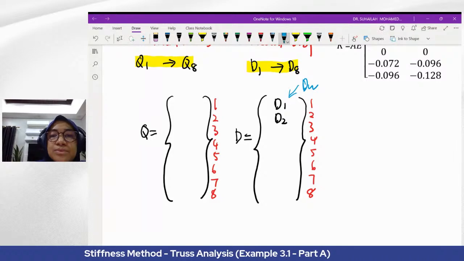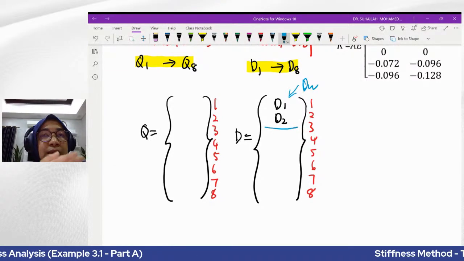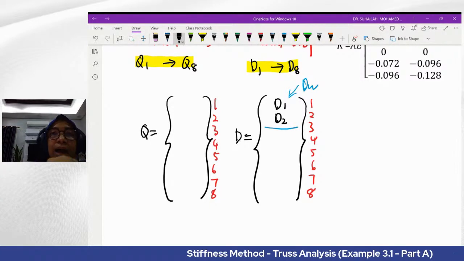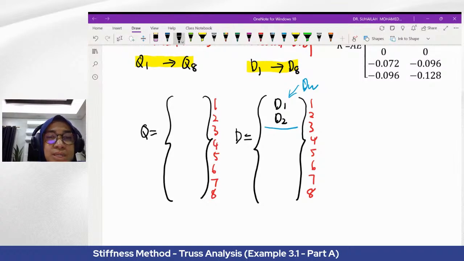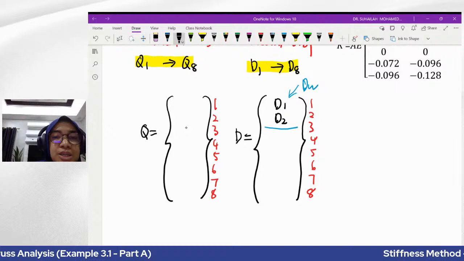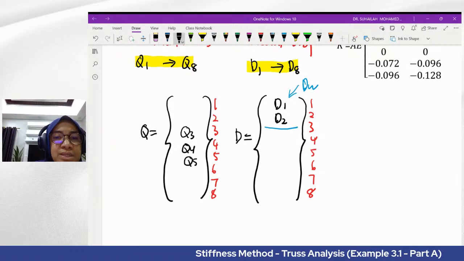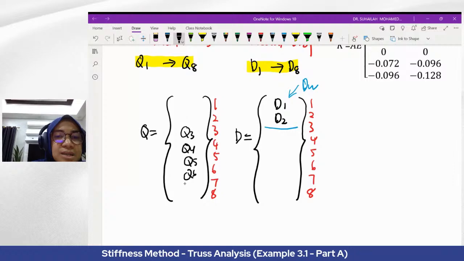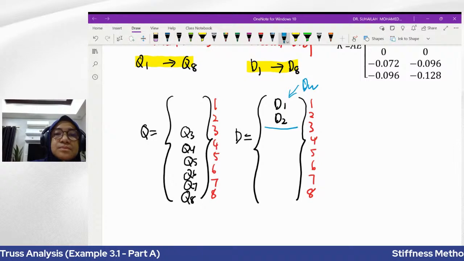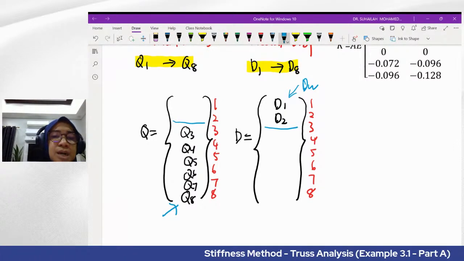The two values are DU. And there are unknown reactions, 6 in total because there are 3 pin supports. These are Q3, Q4, Q5, Q6, Q7, Q8, and these are QU.